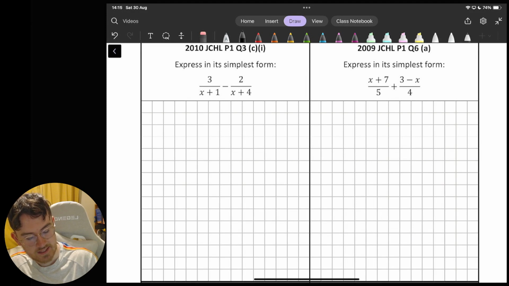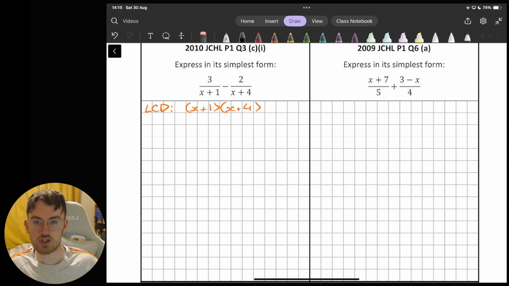Okay, same idea again. To find my lowest common denominator, I'm going to take my two expressions and multiply them. I'm not actually multiplying it out. I'm just going to indicate that that's what we would do. Okay, that the product is probably going to be the lowest common denominator.